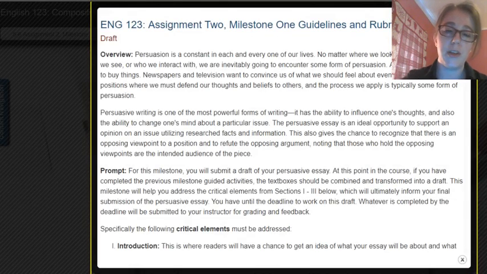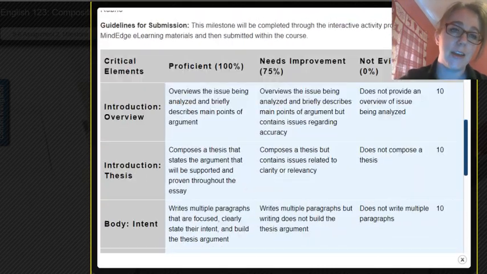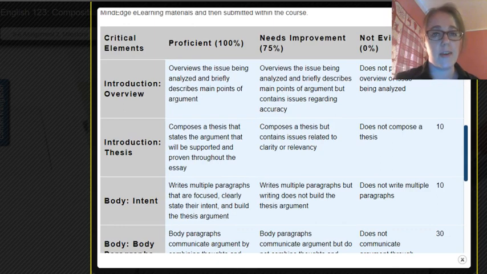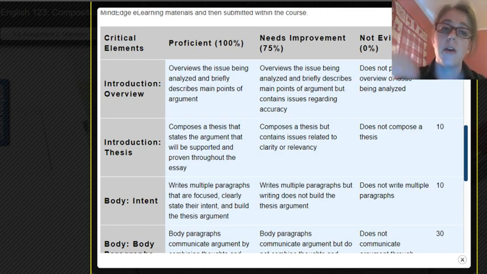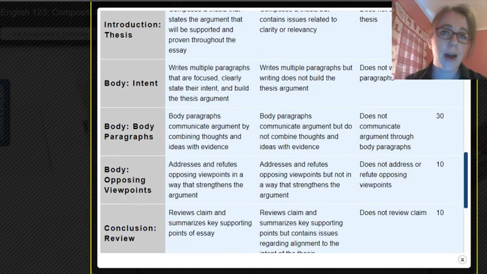because it helps us remember what those critical elements are that we are working towards. And again, all of our rubrics have a breakdown of what the assignment is, and we have our usual proficiency levels: proficient, needs improvement, not evident, as well as our main key critical elements that we are looking for. Your introduction: do you give us an overview of the topic? Do you include your thesis? Then we look at how our body paragraphs are put together. Do you have multiple paragraphs that are focused, clearly state their intent, and build your thesis argument?